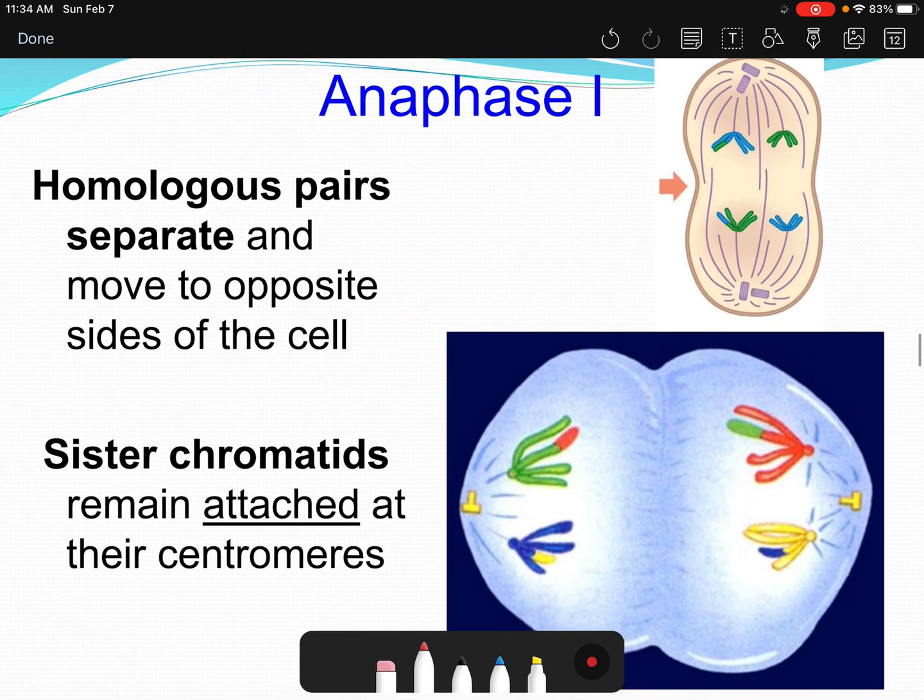From there, your homologous chromosomes get pulled apart in anaphase 1. So again, remember, meiosis 1 is all about separating the homologous pairs. So they move to the opposite sides. You notice your sister chromatids are still attached by the centromere here, okay? So it's still a replicated chromosome.